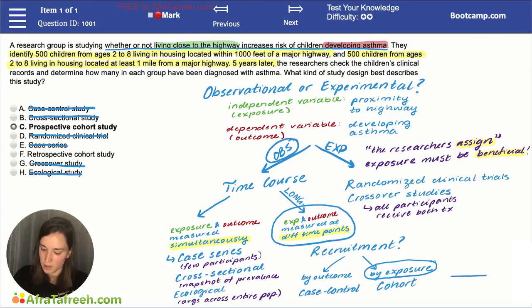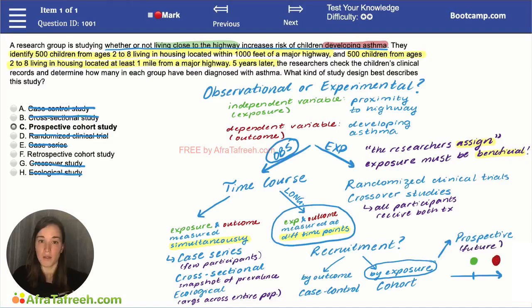So we'll draw our little timeline here, and we'll mark this as the point where the researchers begin the study. So in a prospective cohort study, the researchers begin the study before the participants have developed the outcome of interest. So they recruit participants based on exposure history at the beginning of the study, and then after a period of time, they assess who has developed the outcome and who has not. In a retrospective cohort study, participants that were known to have an exposure at some point in the past are recruited, and then their outcome history, either in the more recent past or in present day, is assessed.